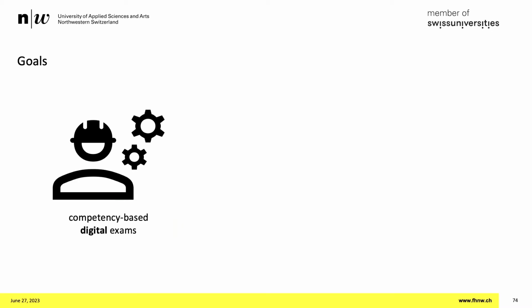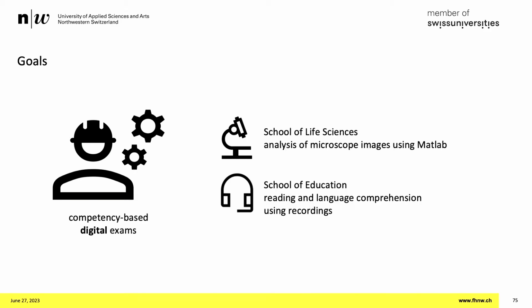So we wanted to do competency-based digital exams. What does that even mean? So for that, I brought two examples. It means that students want to write about the same thing in their exam that they're normally taught also in class. For example, in life sciences, we do a lot of analysis of images, and during the exam, they also want to do that digitally. So they do that with their computer, and they want to do that also during the exam.